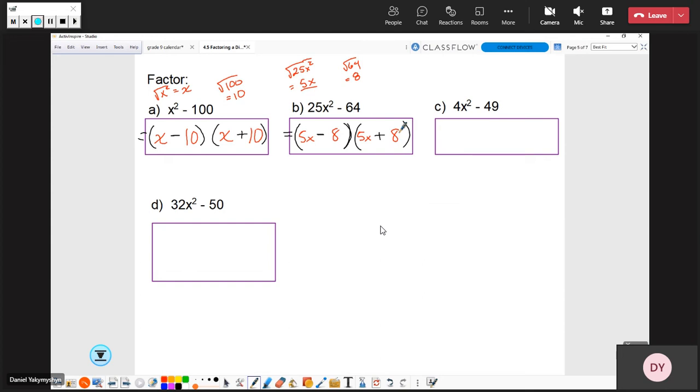Not bad, right? How about here? Has anyone got it? One with a minus, one with a plus. We already know this is how it's going to work out because we notice it's a difference of squares. Square root of 4x squared is 2x. Square root of 49 is 7. So we should have 2x in the first position, 7 in the second position. Folks, are there any questions so far after those first three?